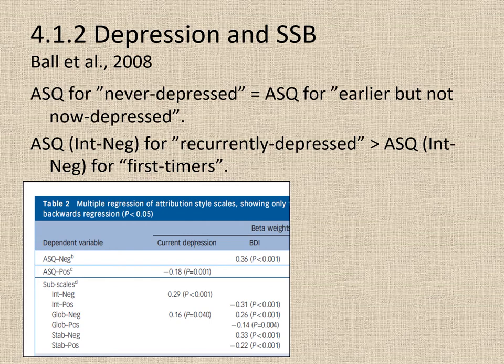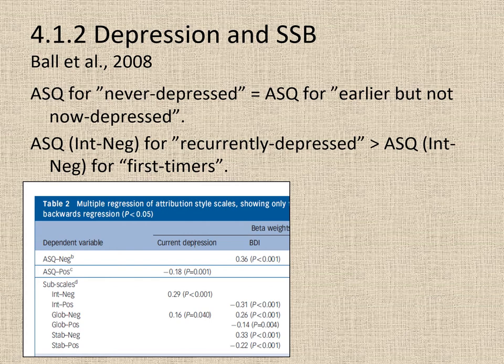Okay. And we can also see in the results here that the attribution styles, how people explain events, have less relation with current depression than with the Beck Depression Inventory that measures mood. It's more a measurement of mood, not clinical depression, but a measurement of mood. So what these researchers, the conclusion they draw, is that our attribution style doesn't predict the risk of depression.